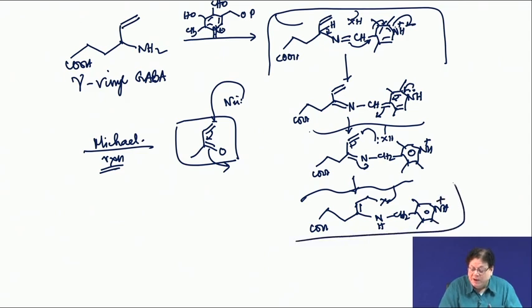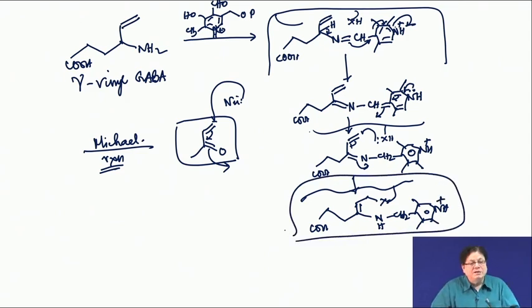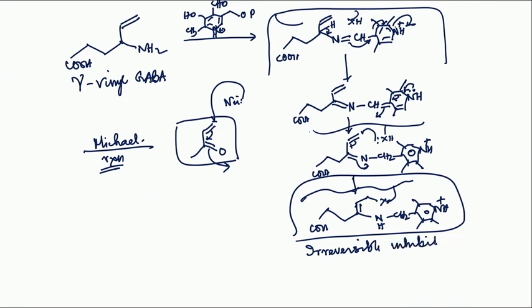Now, this will remain like that. So, basically it is a case of irreversible inhibition, because you have a covalent bond connecting to the cofactor. It is not the cofactor, it is the substrate. The substrate is hooked to the cofactor. So, everything is now blocked.